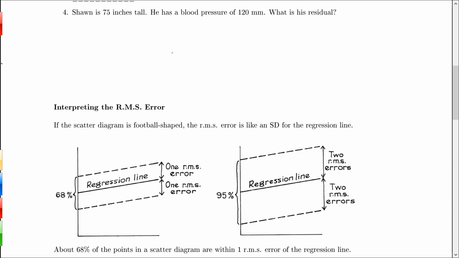Now Sean is 75 inches tall. He has a blood pressure of 120 mm. So what is his residual? The formula for a residual or an error is always your actual y value minus your predicted y value. That's how we find our residual or our error.